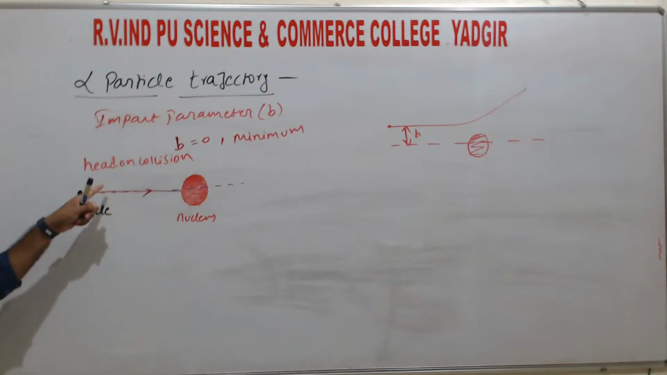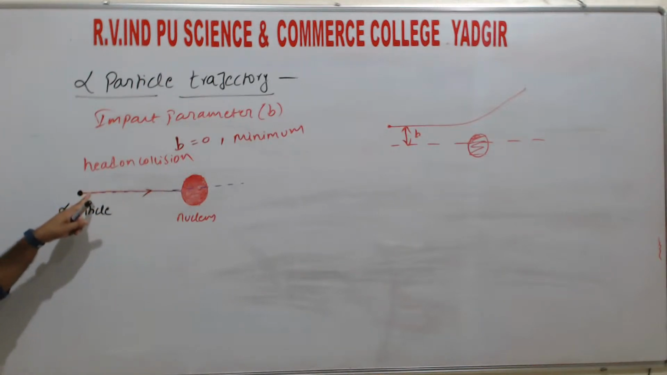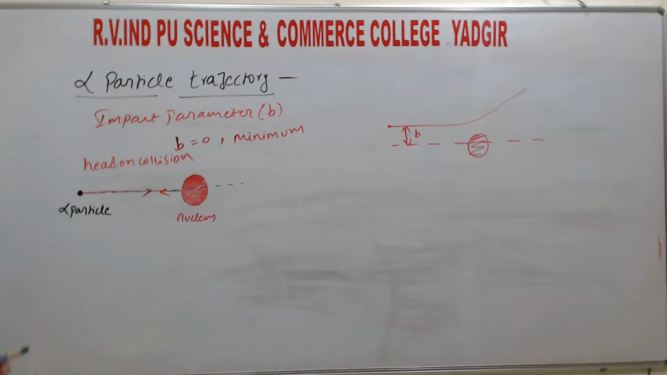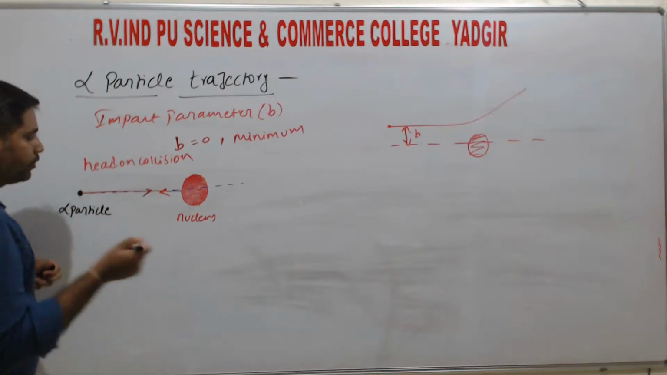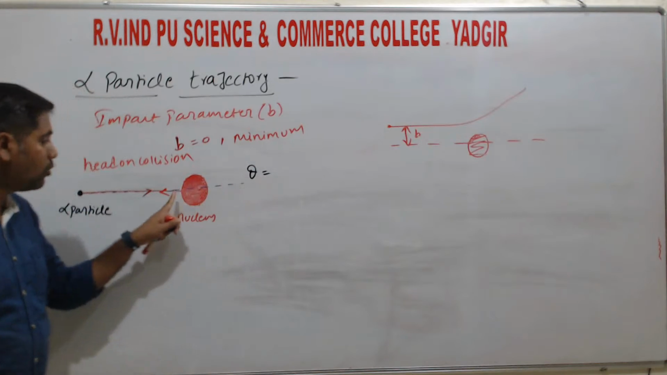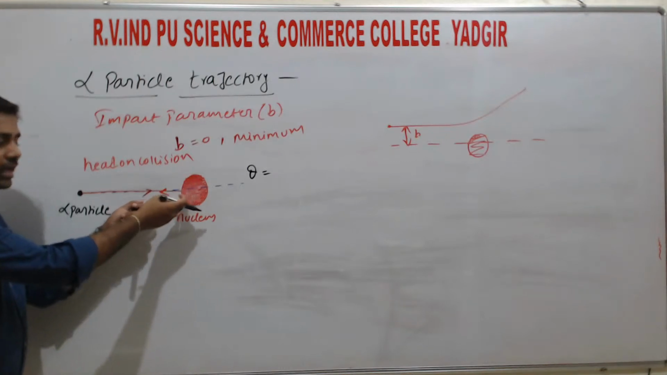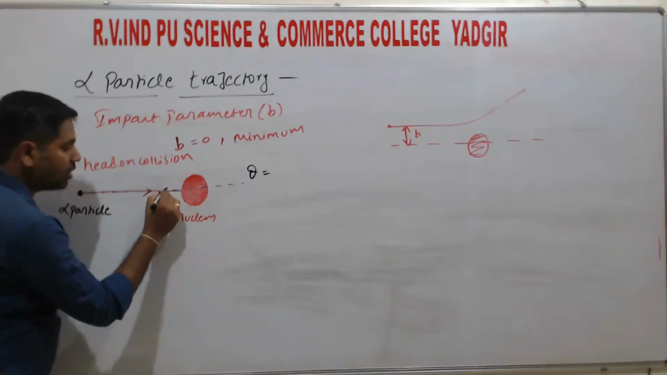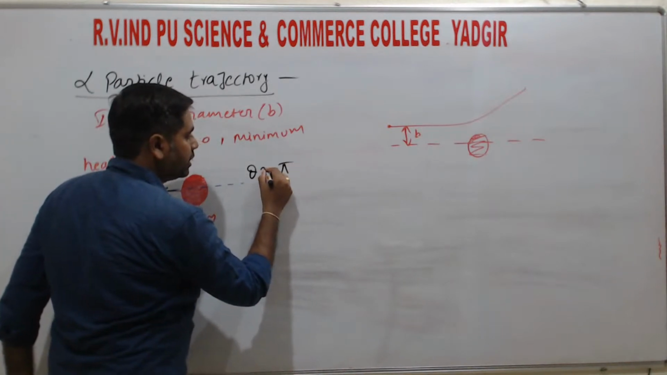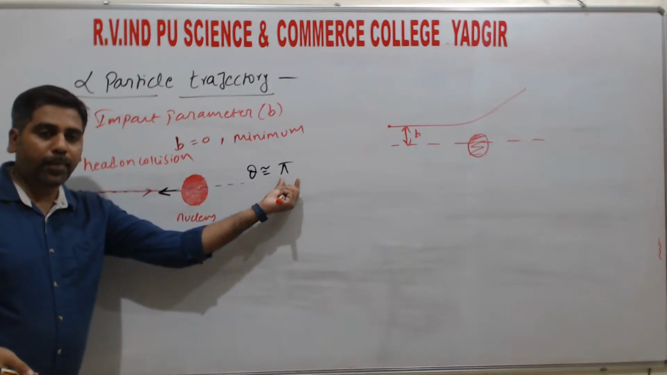Right? So during head-on collision, the impact parameter is minimum. Then it retraces back the same path. That is like this. That is the angle theta, the scattering angle. So this is in the direction, meaning 0 degree, so that is the opposite direction. After scattering it goes back, meaning 180 degree, that is pi. So the scattering angle theta is approximately equal to pi, right?